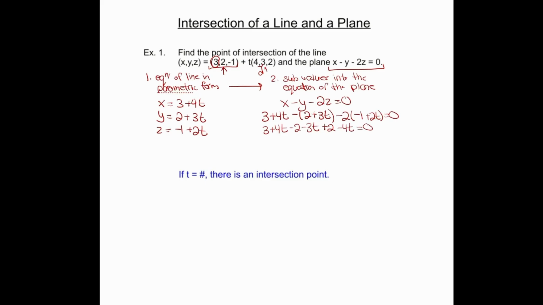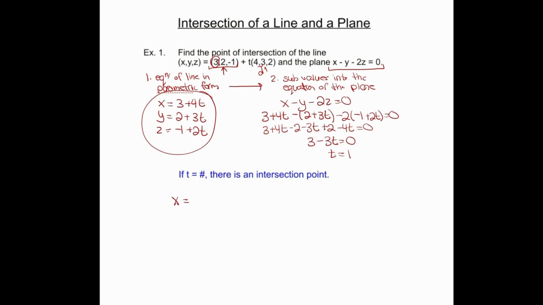We're going to collect like terms, and we end up with 3 minus 3t equals 0. And if we solve for t, then t is going to equal 1. So if t is equal to a number, then there is a point of intersection. So we can take that t equals 1 now and sub it back into the parametric equation to get the x, y, and z components of that point of intersection.